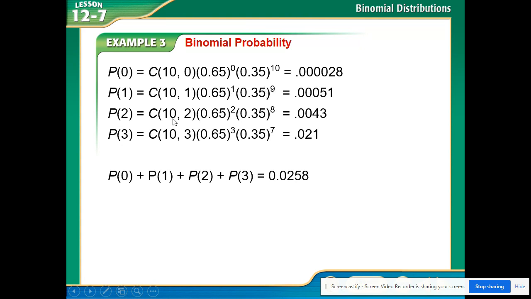What about the next bag? 10 things taken 2 at a time. So it's 0.65 squared and 0.35 to the 8th. Again, here's our number, 0.0043. And the probability of 3 is here, 0.021.